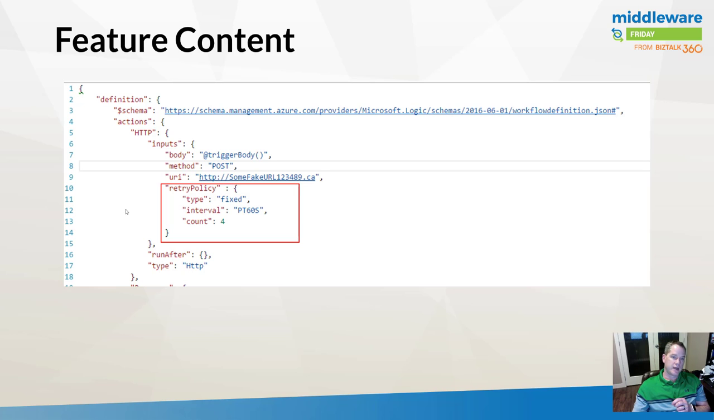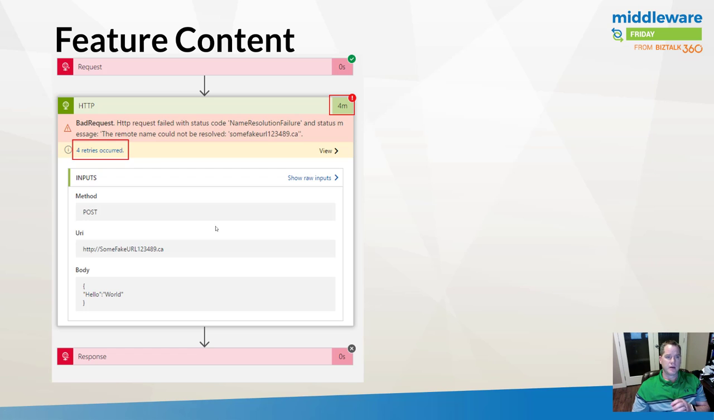So in this case, I'm going to include the type as being fixed. I'm going to say my interval is 60 seconds, and we're going to go ahead and retry 4 times. Now in this case, what we'll see is that once again, 4 retries did occur, and we did have a total duration of 4 minutes. So that's working exactly as expected.